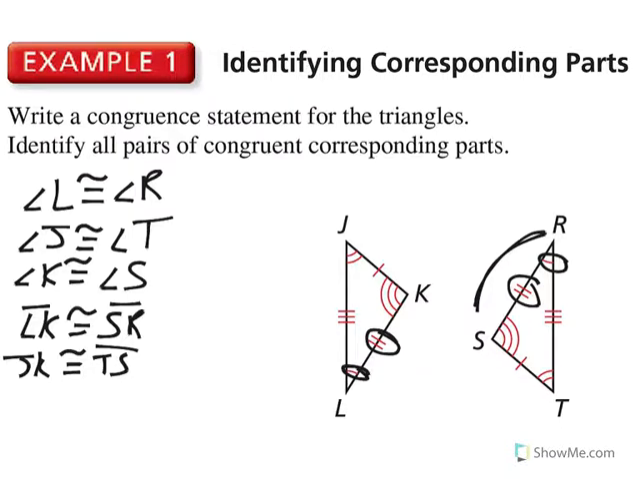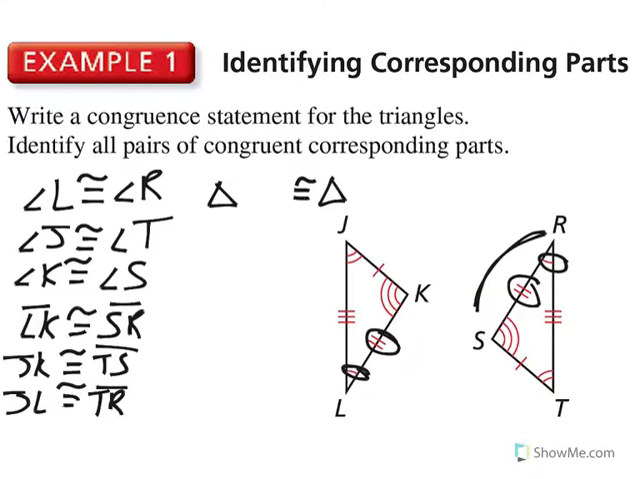And then I have the last one of J and L. And so that's going to be T and R. So we've identified all the parts that are congruent with each other. Now we need to actually write the congruent statement for the triangles. So that means we have to write our triangle symbols, and we're going to have a congruent sign. But we have to list them in the same order.